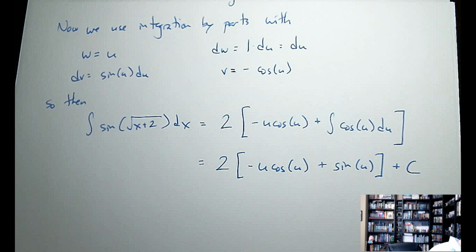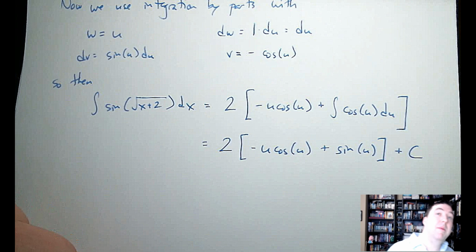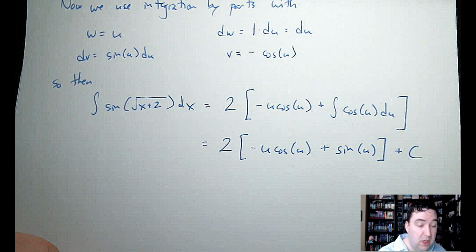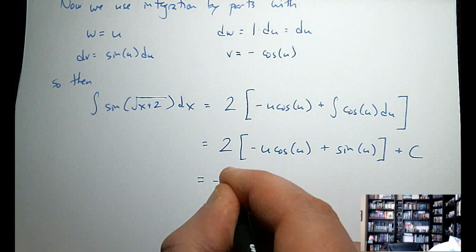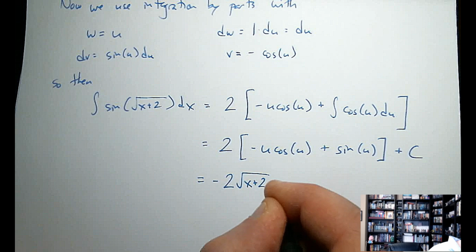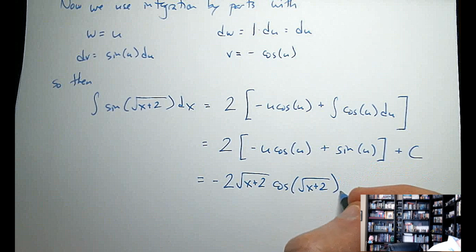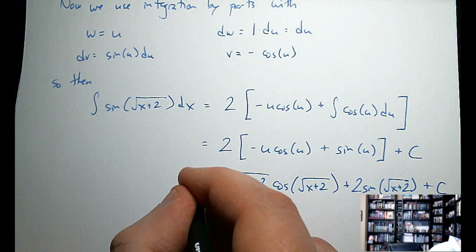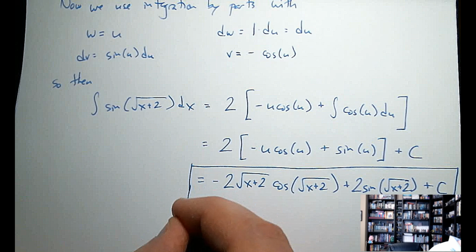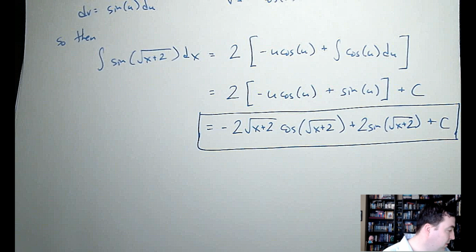plus c. And finally, we'll multiply that 2 back in, and of course, go back to what our substitution was. We let u be the square root of x plus 2. So this is going to be negative 2 times the square root of x plus 2 times cosine of root x plus 2 plus 2 times the sine of root x plus 2 plus c. So that's how we do that one.